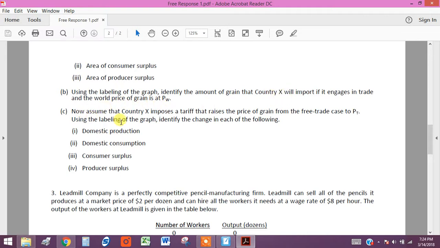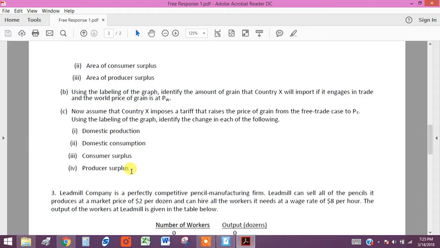Now we move to part C, and we are going to assume that country X imposes a tariff that raises the price of grain from the free trade price PW, the world price, up to price PT. So using the labeling of the graph, we want to identify the changes in each of the following: the domestic production, consumption, and the changes in consumer surplus and producer surplus.